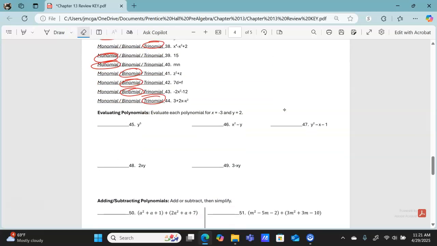And then here, evaluating, so this would be 2 to the 5th. So 2 times 2 is 4, times 2 is 8, times 2 is 16, times 2 is 32.